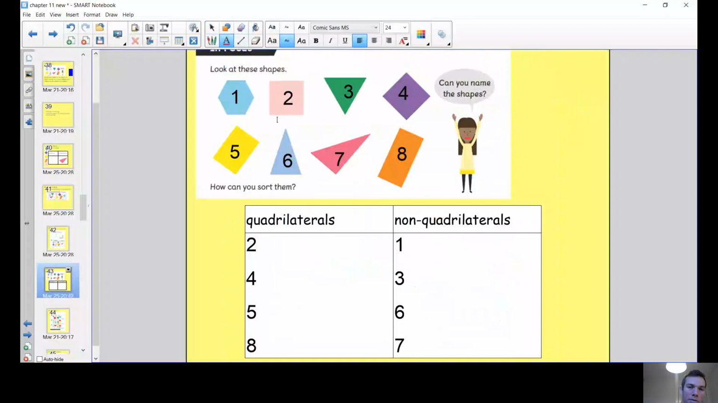Now up on our shapes here, we've got shape number 2, that is a quadrilateral. Shape number 4, shape number 5, and shape number 8. They all have 4 quad, 4 sides. And this side of our diagram says non-quadrilaterals. We can see that's every other shape because they do not have 4 sides.